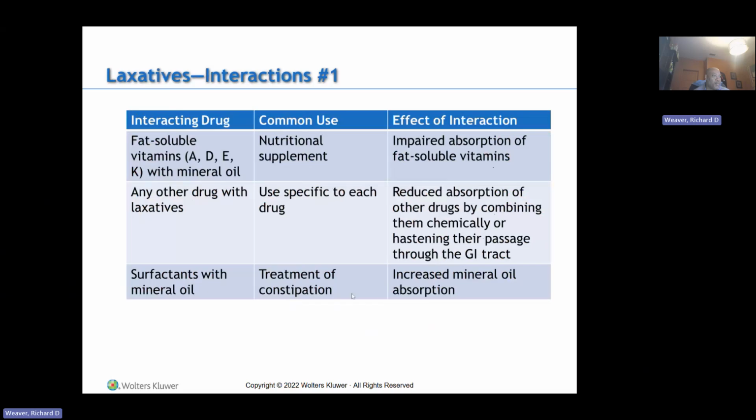Surfactants with mineral oil, they usually use these to treat constipation. And of course, it can increase mineral oil absorption. So these patients will get more of the mineral oil than they actually want or need.